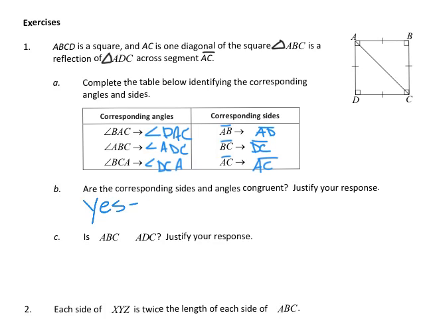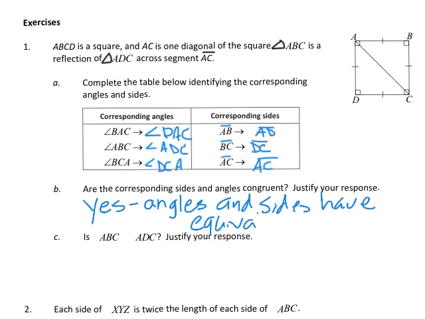For this, we can say yes because they all have the same measurement. They all have the same markings. So the angles and sides have equivalent markings. And I'll explain what that is. By equivalent markings, I mean I have a right angle up here, I have a right angle down here. These tick marks are the same. So that means they all have the same length.